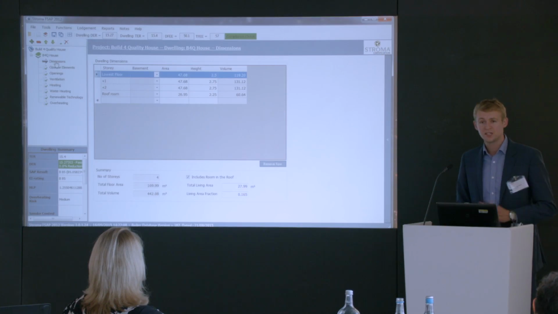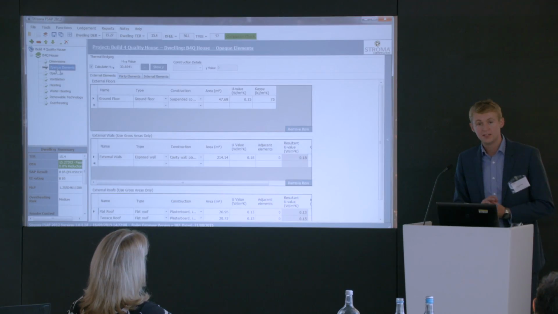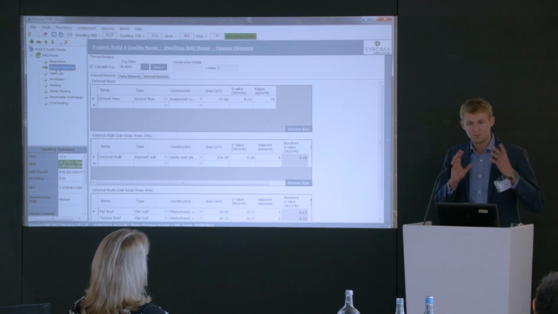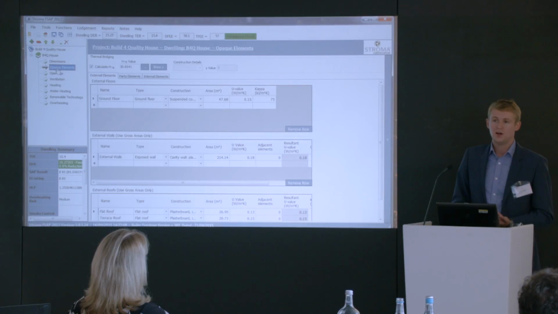So at the moment we've built up this volume that we need to heat. We then need to figure out in this section, opaque elements, how much heat loss we've got from this visual box that we've got. So we need to specify heat loss for our ground floors, external walls, and our roofs as well.